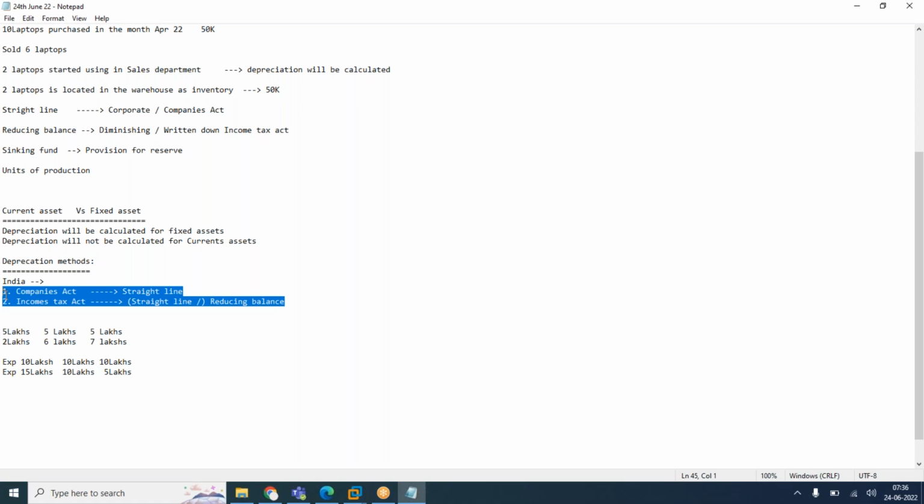But usually 99% of customers or clients use straight line for the Companies Act, and for the Income Tax Act it is reducing balance only. Even though the straight line method is available, no one is interested in using it.